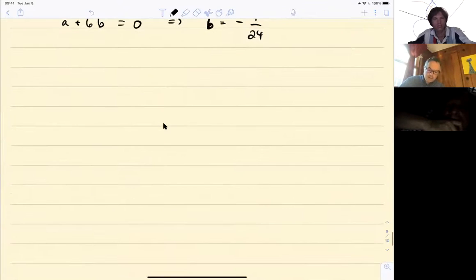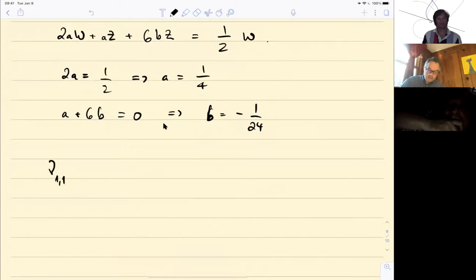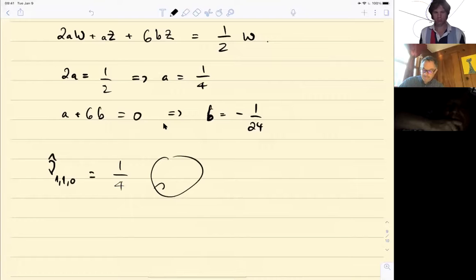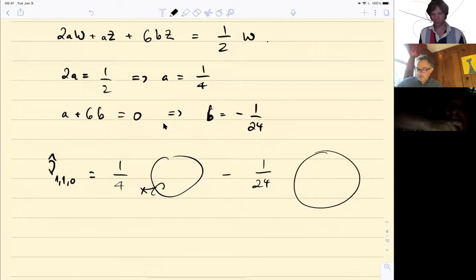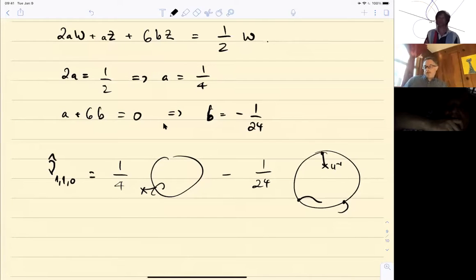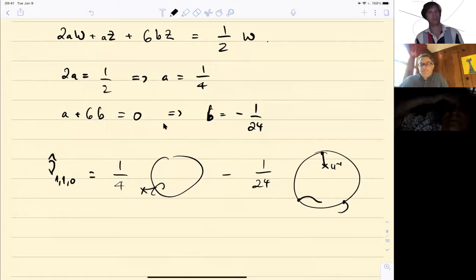So that tells me that I have completely calculated this V110 hat as 1/4 times the first ribbon graph minus 1/24 times this other ribbon graph, which had a U inverse here. All right, and I want to tell you just why I did this calculation. First of all, it is to show you that the string vertices can be recursively calculated one by one. The calculations get very big very quickly, so you need a computer to do that. But I have calculated everything up to the genus 2 vertex.